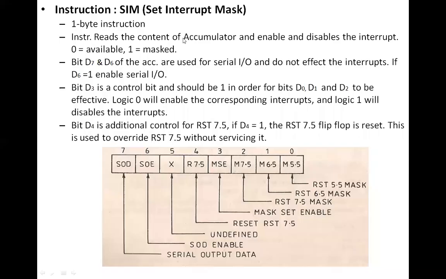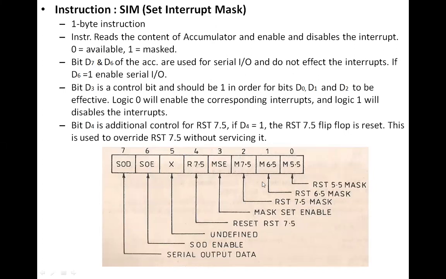And the purpose of using set interrupt mask is to read the content of the accumulator, and depending upon the content of the accumulator, it is going to either enable or disable the interrupt. Whenever 0 is there, it means that the interrupt is available. If 1 is there, it means it is masked. So let us see what the pattern of the accumulator is, depending upon which we are able to know which interrupt is masked or which interrupt is not masked.